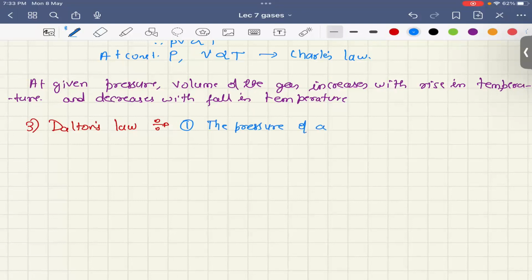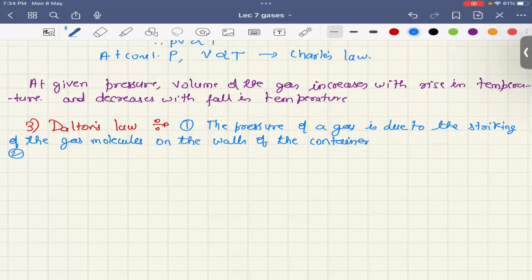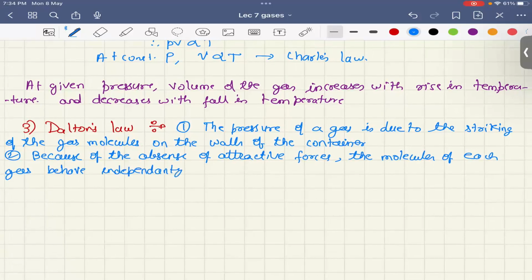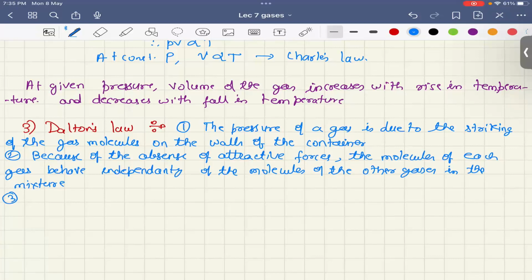The pressure of a gas is due to the striking of the gas molecules on the walls of the container. Because of the absence of attractive forces, the molecules of each gas behave independently of the molecules of the other gases in the mixture. Therefore, no molecule is influenced by the others in its collision.